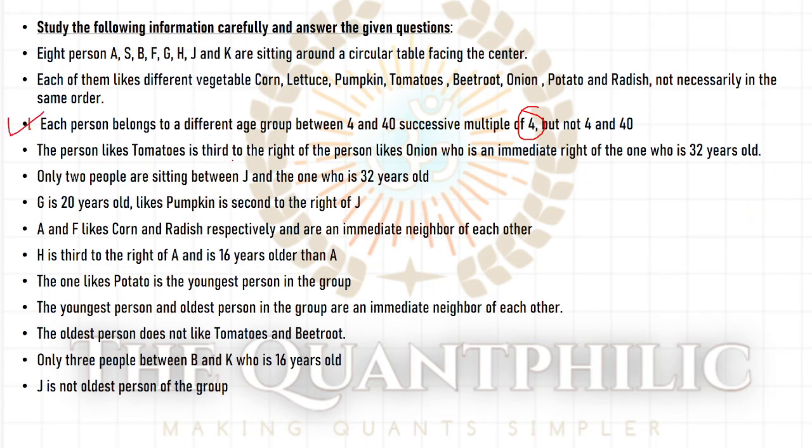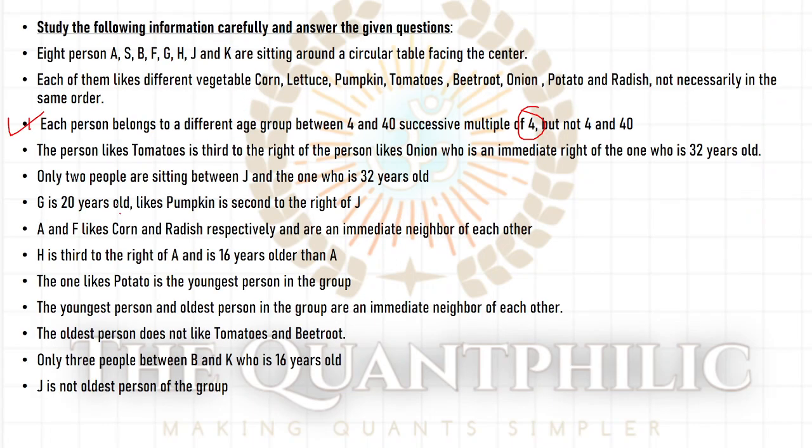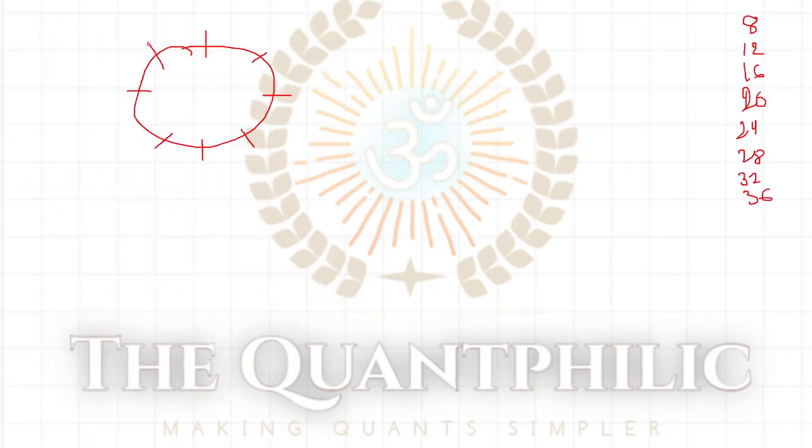The person who likes tomato is third to the right of the person who likes onion. 8 people are there, so how will we make it? Just take the first person here, then diagonally over here 2, then 3, 4, 5, 6, 7, 8. The person who likes tomato is third to the right of the person who likes onion. So we take onion over here. Tomato will be first to the right, second to the right, and third right over here. So write tomato over here.